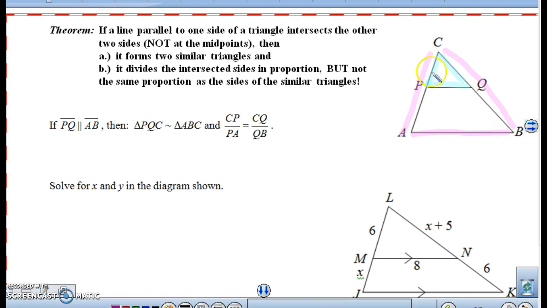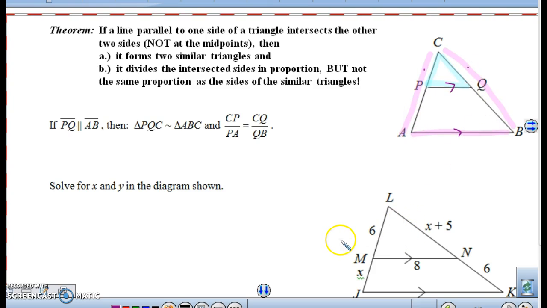If I take the ratio of these sides and I subtract out this piece, these 2 pieces right here, CP and PA, and CQ and QB will be in the same ratio, but a different ratio from what the ratio of the sides are. So that's an important thing. The sides are divided proportionally, and these 2 sides are in a ratio of their own as well. So keep that in mind when you're doing that. So whenever you draw a segment, it's going to divide the triangles into 2 similar triangles, but it also divides the sides in a different proportion as well.